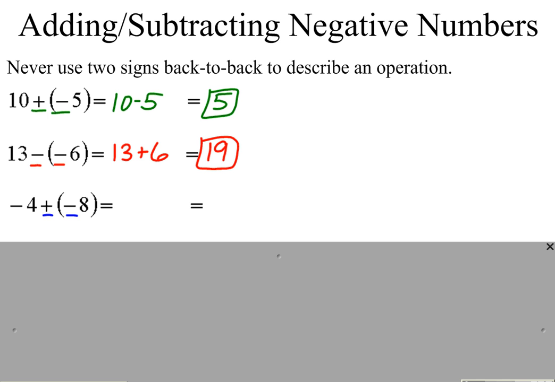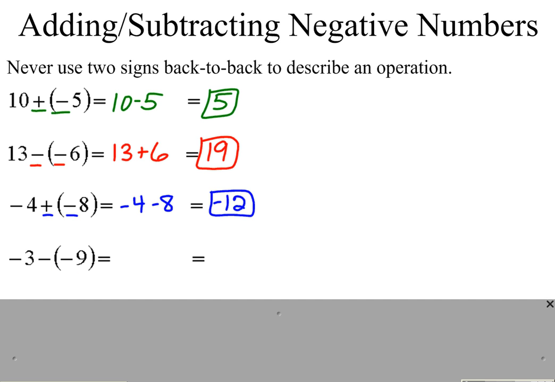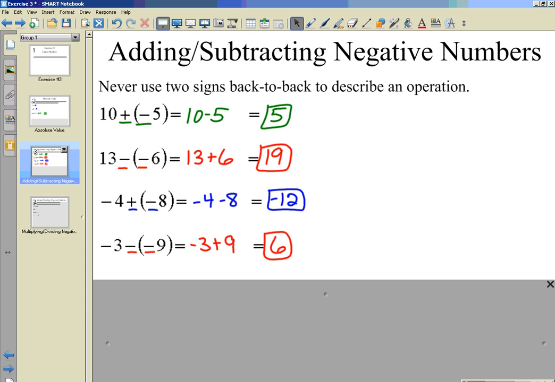-4 plus a -8. Two signs back to back, this time plus a negative. Remember, two signs that are different means subtraction, so we have -4 minus 8. Plug that into your calculator just like you see it. -4 minus 8 is -12. -3 minus a -9. Two signs back to back, this time are the same, minus a negative. Two signs that are the same become addition, so that's -3 plus 9, which is 6.